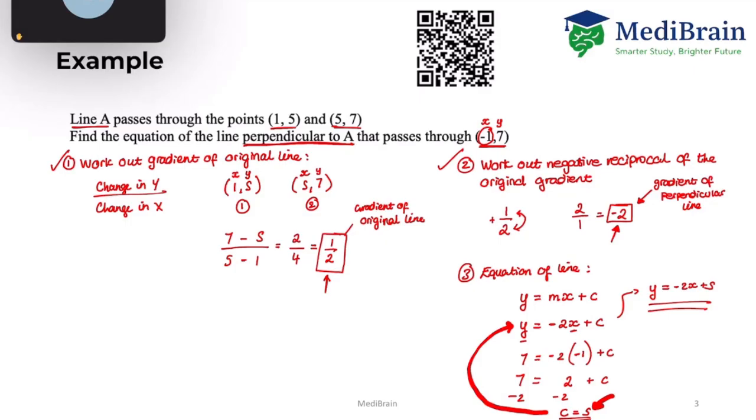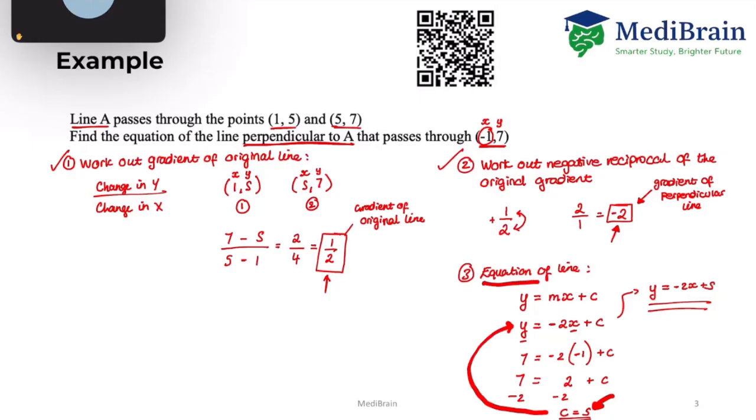Okay, some questions might ask you, for 1 mark, what is the reciprocal? If it says reciprocal, you just flip the fraction around. If it says negative reciprocal, you change the sign in front of the fraction as well. So you have minus 2 there. That's your gradient of the line which is perpendicular.